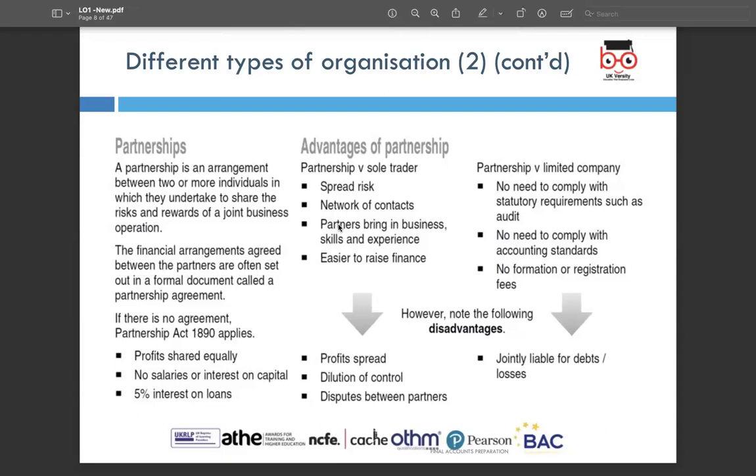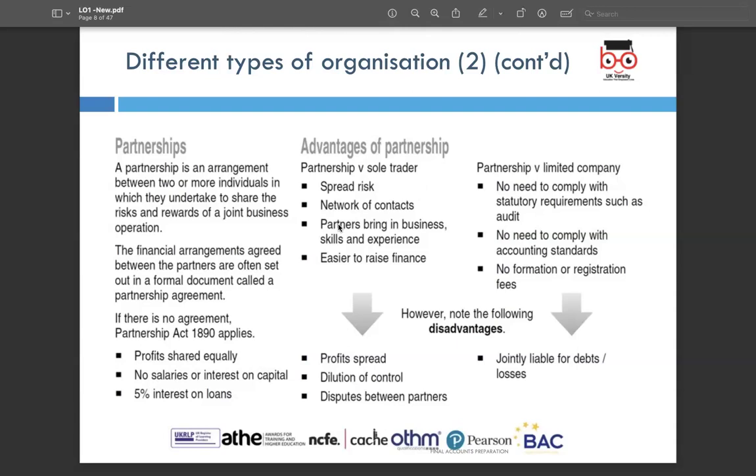In contrast to limited companies, partnerships enjoy flexibility as they are not required to comply with statutory obligations such as audit requirements or stringent accounting standards. This flexibility extends to the absence of formation or registration fees, reducing initial overhead costs for the business.